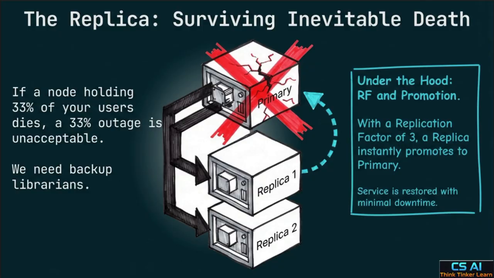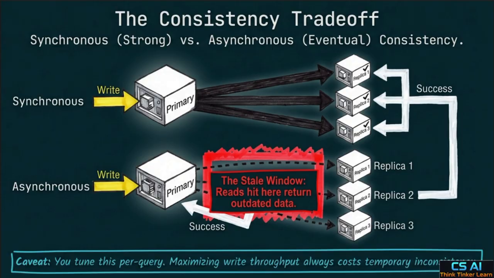Okay, moving on. Systems fail. That's just a fact. If a node dies, you can't have 33% of your users lose access. We need backup librarians, or as we call them, replicas. With a replication factor of 3, if your primary node goes down, a replica can be promoted instantly. Service is restored with minimal downtime. It's not just about scaling, it's about surviving the inevitable.